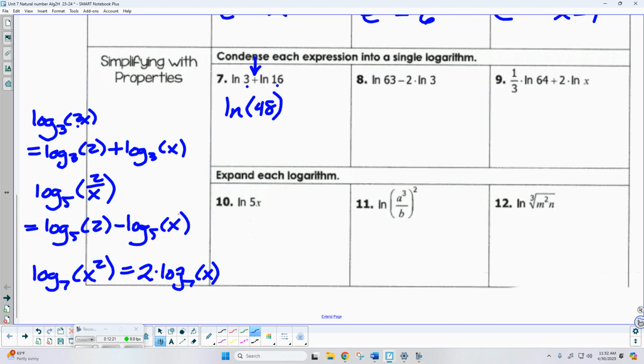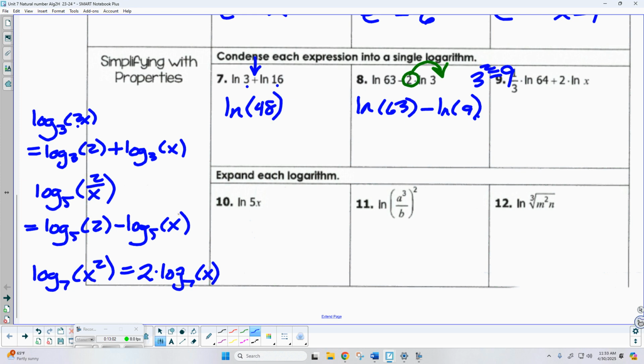We've got natural log of 63 minus 2 natural log of 3. Now, we know the subtraction, what am I going to do? I'm going to divide, but before I do that, there's something I've got to take care of. The 2, remember, any coefficient, we're going to put it back and make it a power. So if I have 2 cubed, that's going to give me what? Oh, I put 2 as the base, silly me. That should be 3 squared. So it should be what? 9. So now I've got the natural log of 63 minus the natural log of 9.